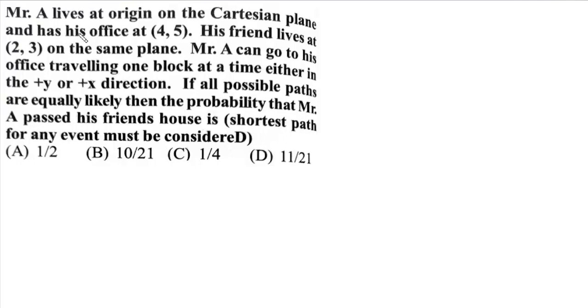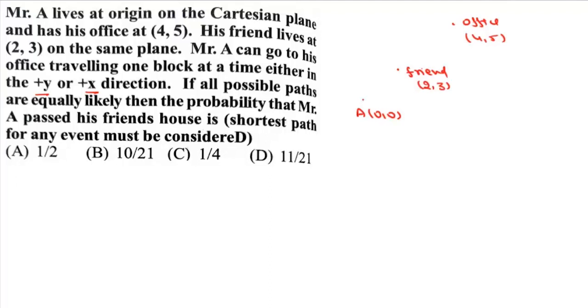Now here the question is, Mr. A lives at origin. So Mr. A lives at (0, 0) and he has his office at (4, 5). His friend lives at (2, 3). So we have this friend living at (2, 3). Now Mr. A can go to his office traveling one block at a time, either in plus y or plus x direction. If all possible paths are equally likely, then find the probability that Mr. A passed his friend's house, where the shortest path for any event must be considered.